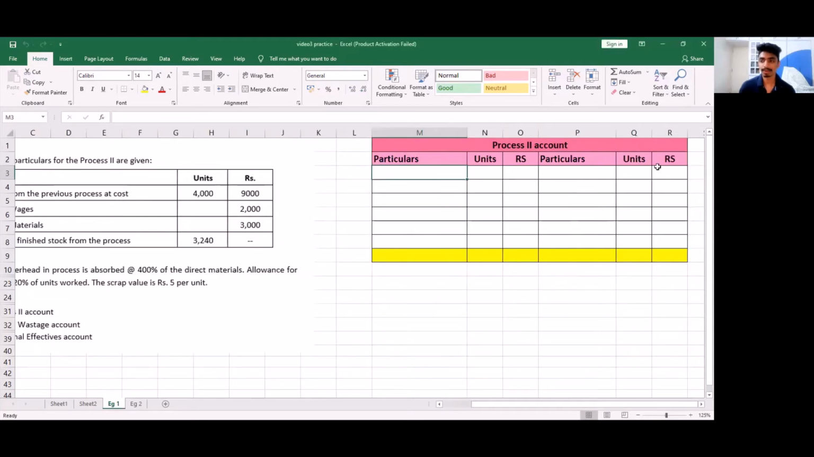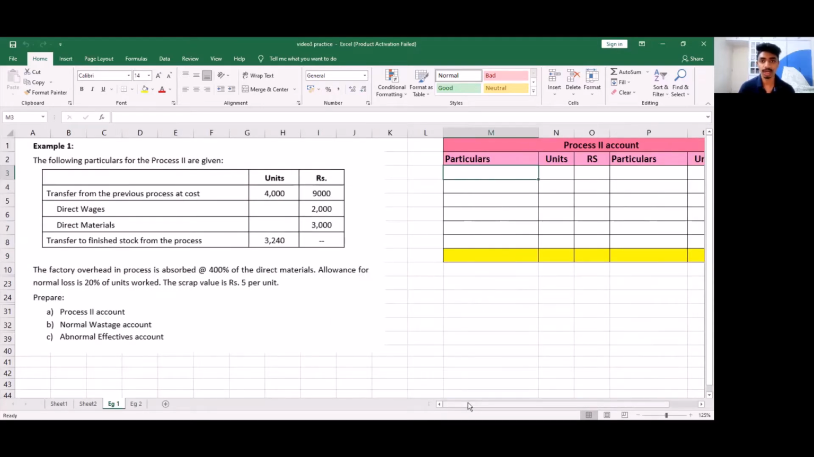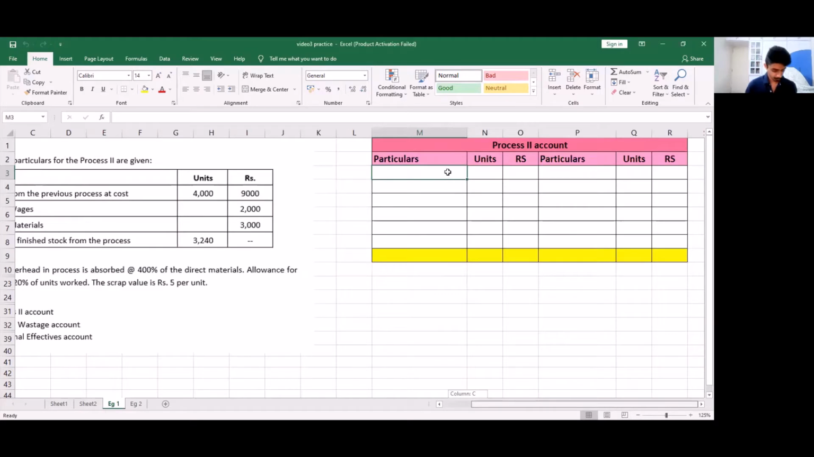So here, we are preparing the process 2 account. We know that there has been a process 1, and we also know that the output of process 1 is going to be the input of process 2. So as given in the question, transfer from previous process is going to be the output or finished goods of process 1, which is being transferred to process account 2. So we will account for this as to process 1 account, 4,000 units amounting to 9,000.